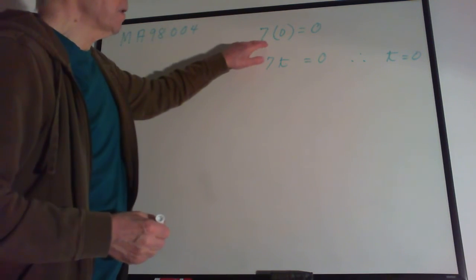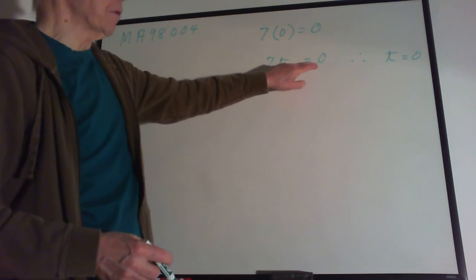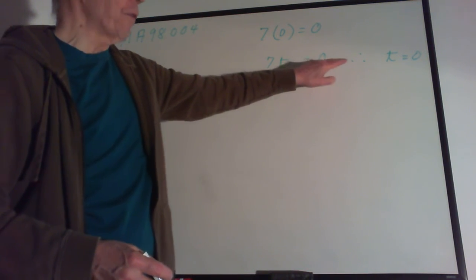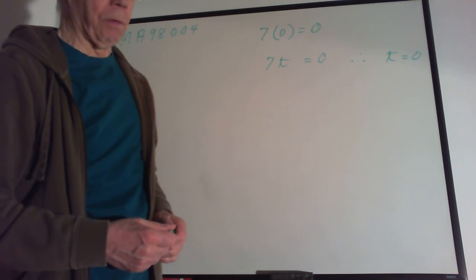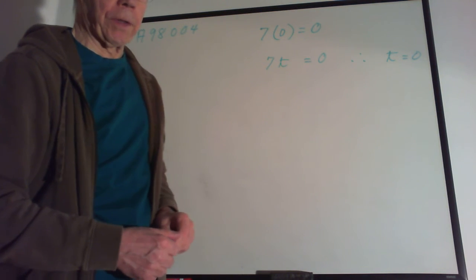Okay, any number times 0 gives you 0. So if 7 times t equals 0, therefore t must equal 0. These three little marks mean therefore t must equal 0.